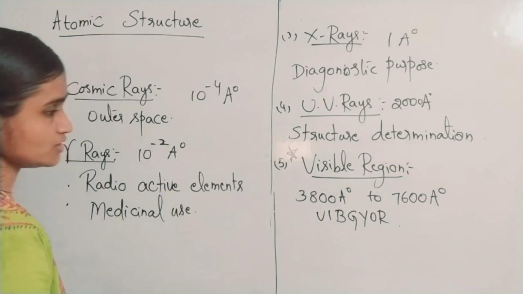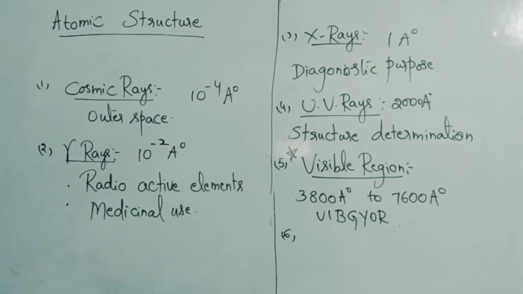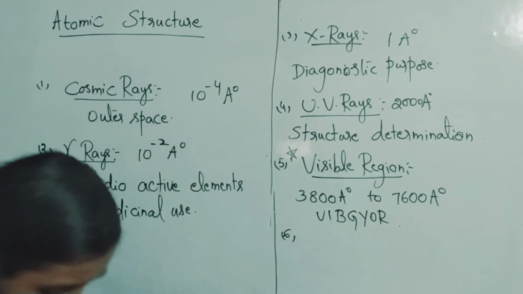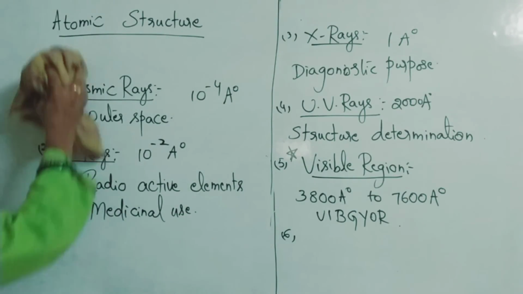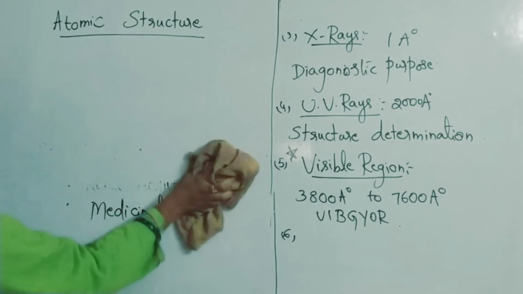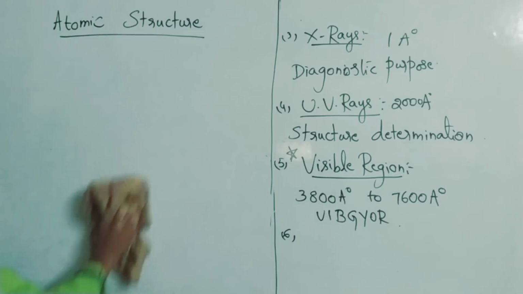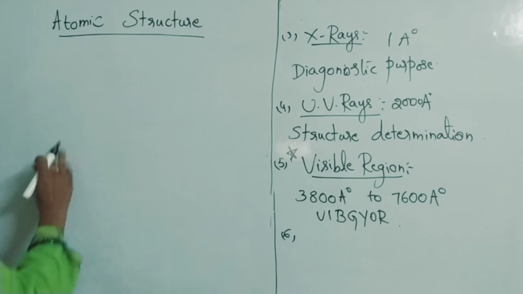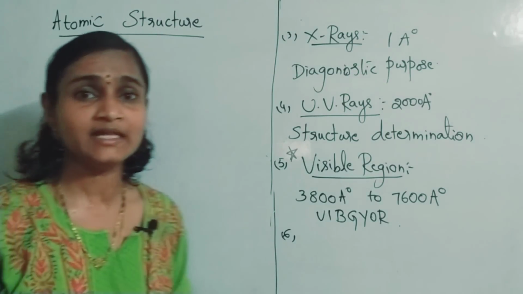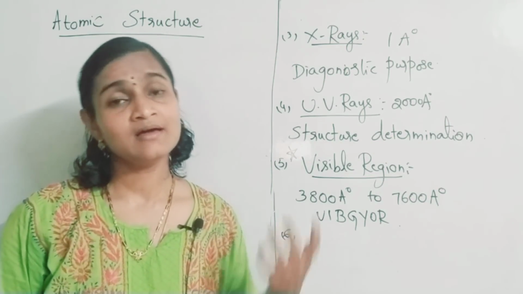So that is the visible region. And next, after the visible region, what will you come across? Infrared radiations. Here infrared radiations will again be of two types: near infrared and far infrared. I am going a little bit faster because we have to cover the whole chapter at a glance. Not even the whole chapter in this video, at least half of the chapter we have to cover at a glance.